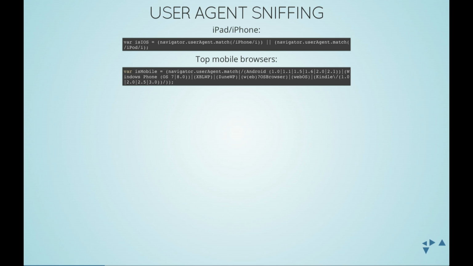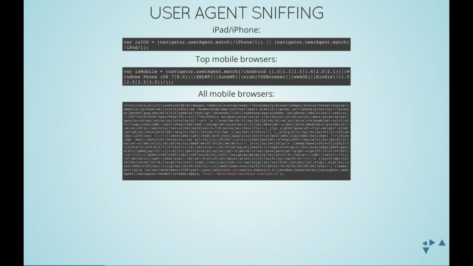So if you really wanted to check for every mobile browser, you get something like this. I think this is from mobilebrowserdetect.com. And as you can see, there are a lot of mobile browsers in the world, right? Do you actually need to check for all of them? I don't know what you're doing. But this is an example of how intense user agent sniffing can be.